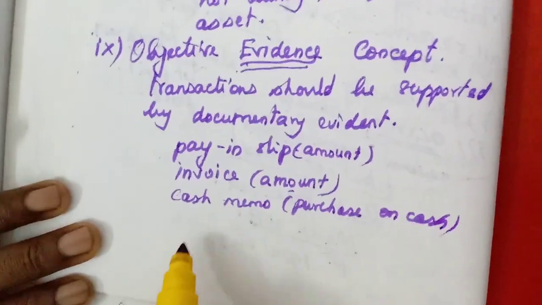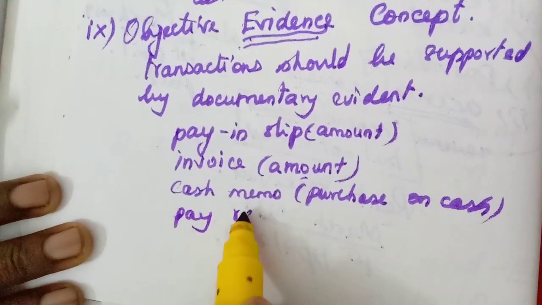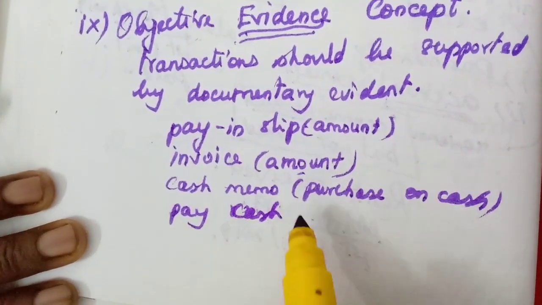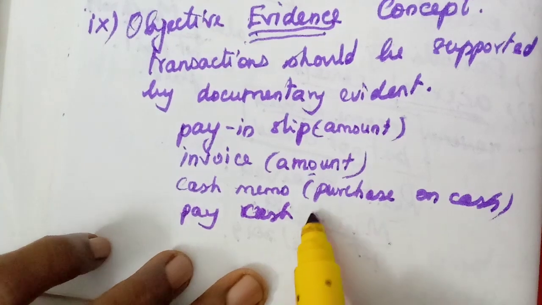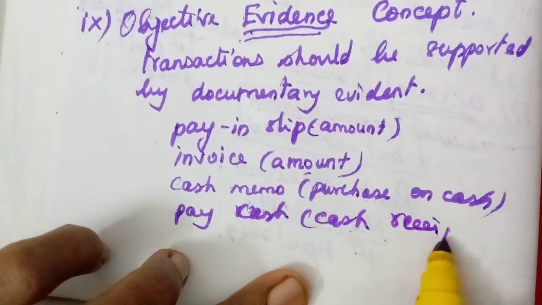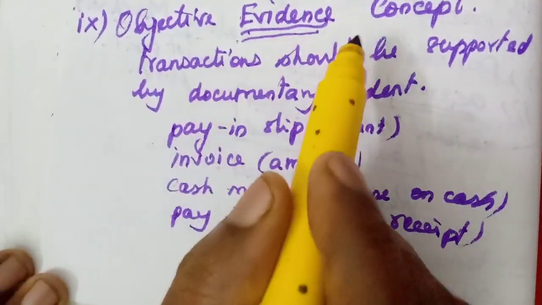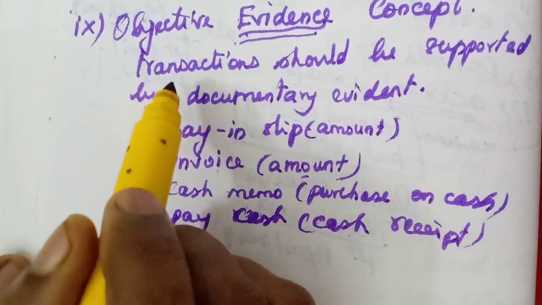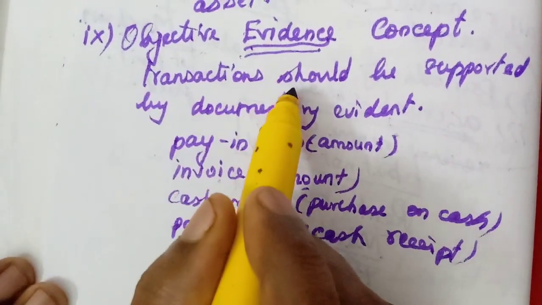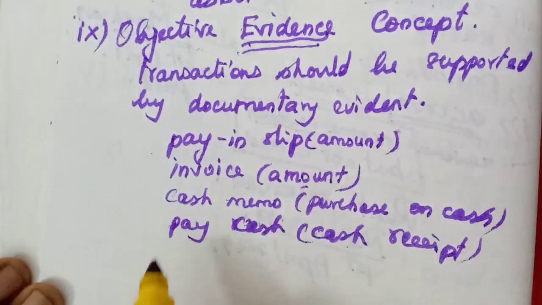Then cash receipt. If we pay cash, we will receive one cash receipt. That will be the documentary evidence. That is called the objective evidence concept. So for all the transactions, there should be supporting evidence showing its authenticity.